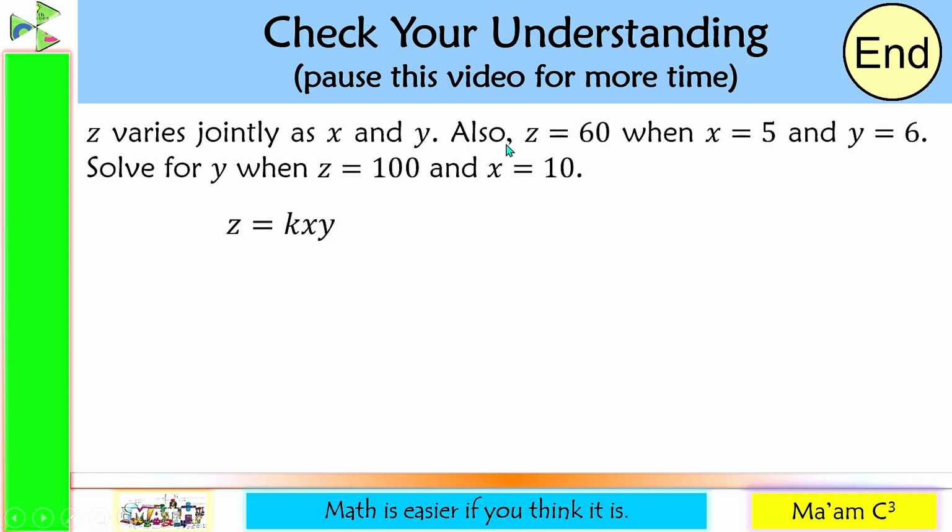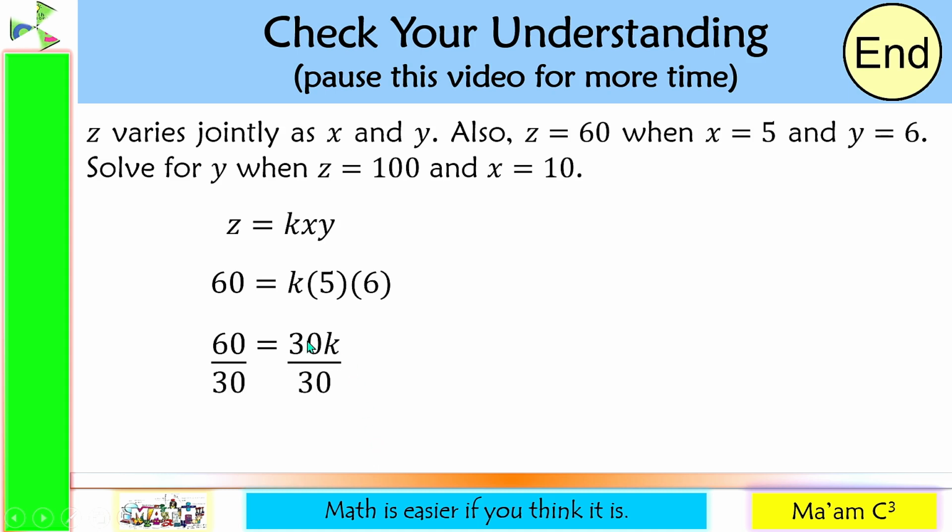Now we're going to substitute the values that we have here. Our z is equal to 60, our x is 5, and our y is 6. 5 times 6 is equal to 30, and to solve for k, we're going to divide both sides by 30. 30 here will cancel out. So k is equal to 60 divided by 30 is 2. K is equal to 2.